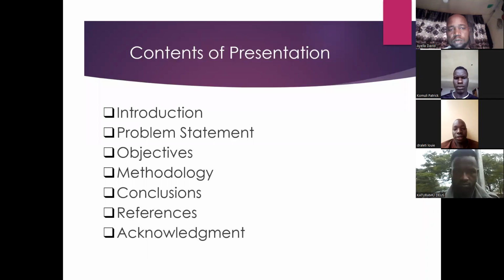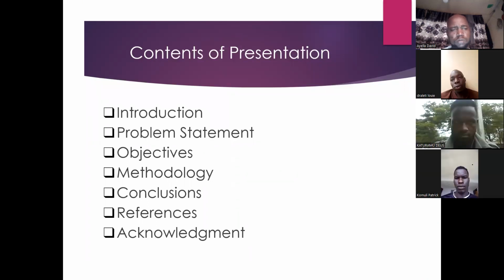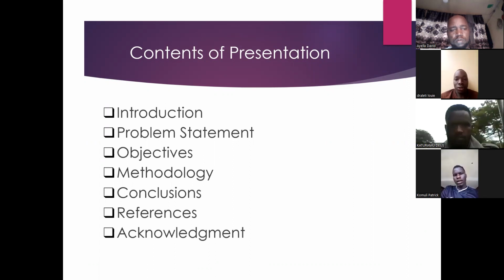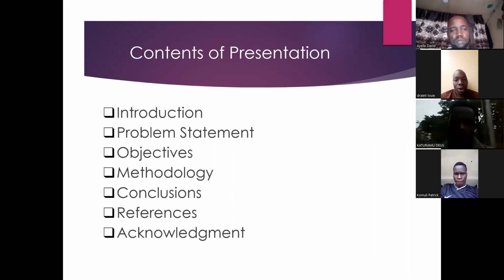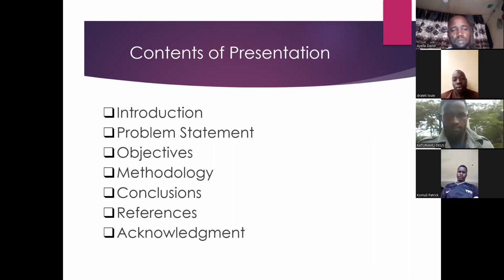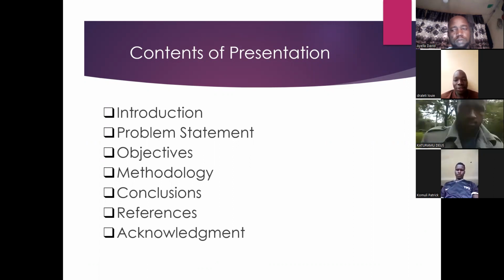So it's an artificial intelligence project whereby we are trying to build a model that can predict a student's CGPA at the end of their year of study, just after 1 year of study at the college. So the contents of our presentation is basically going to be the introduction into what the project is, our problem statement, our objectives, the methodology, then the conclusion, and then a little references and acknowledgements.